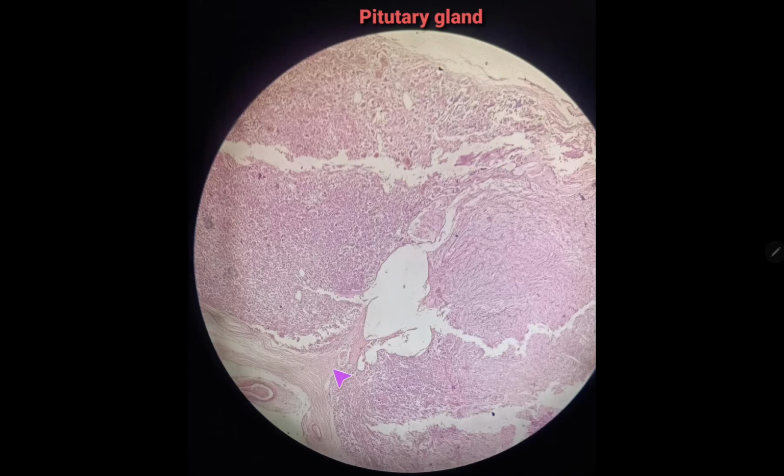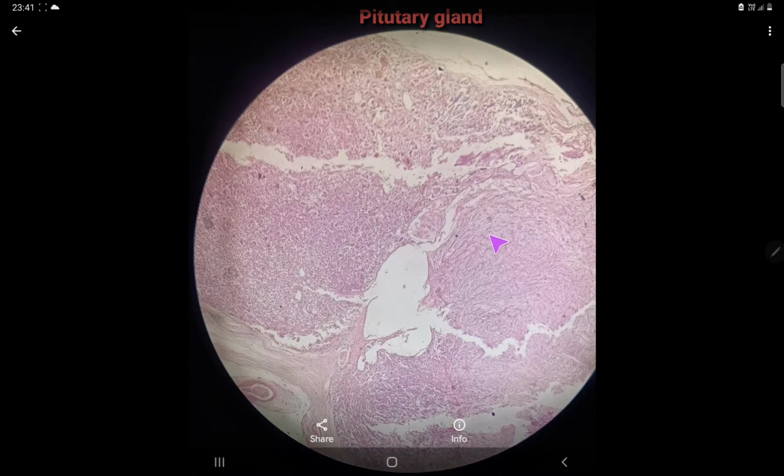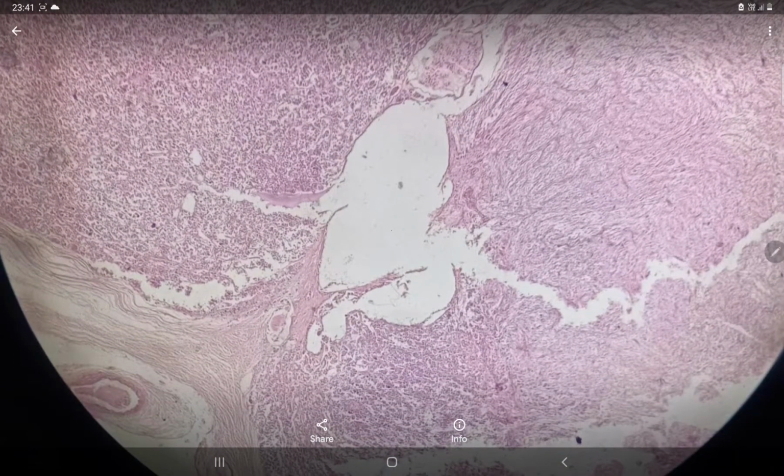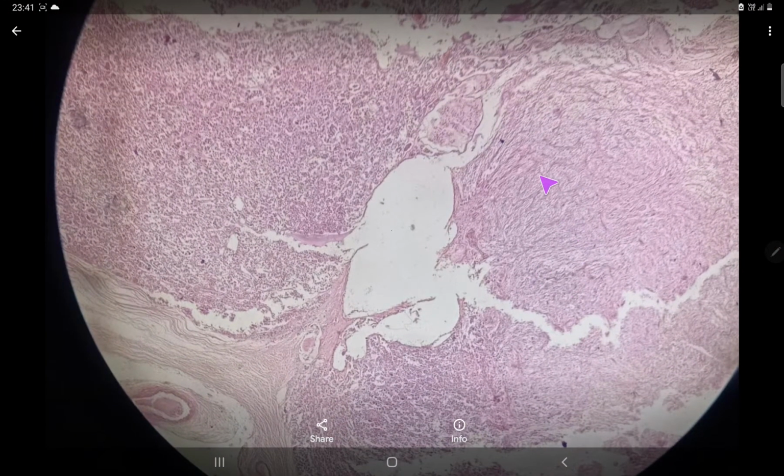So in this pars intermedia you will see colloid filled cysts. And in the posterior part of this pituitary gland, that is called neurohypophysis, you can see unmyelinated nerve fibers, and in between these unmyelinated nerve fibers pituicytes are also present. These pituicytes are of various shape and size.